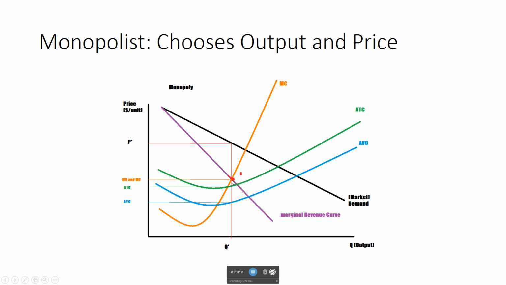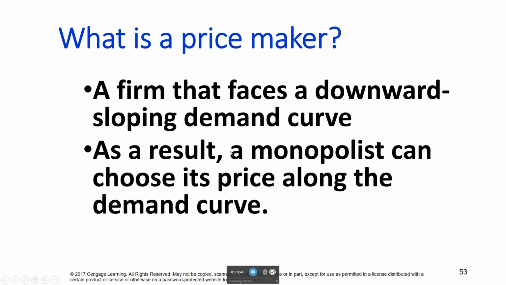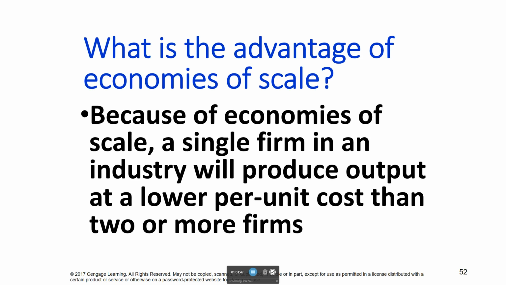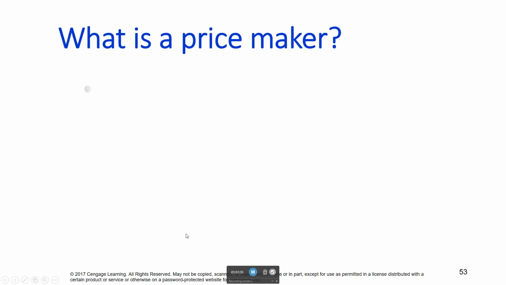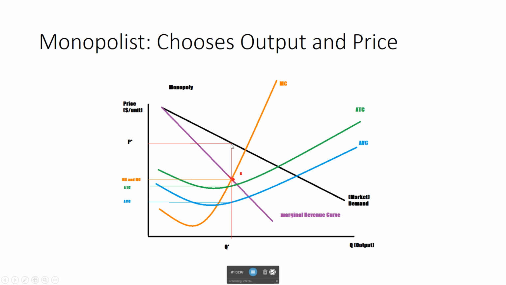Now, in a perfectly competitive market, other firms could enter the market that would reduce demand, lowering the price, bringing them down to the break-even point. But here, no other firm can enter this industry because either they own all of a vital resource, they're legally prevented from doing so, or economies of scale prevent them from doing it. So in that case, this economic profit does not get competed away and can last.